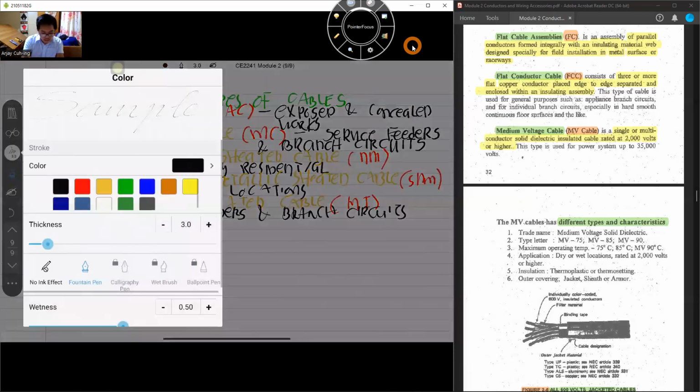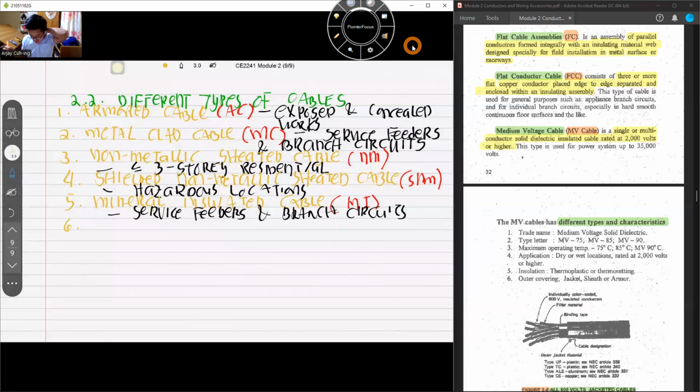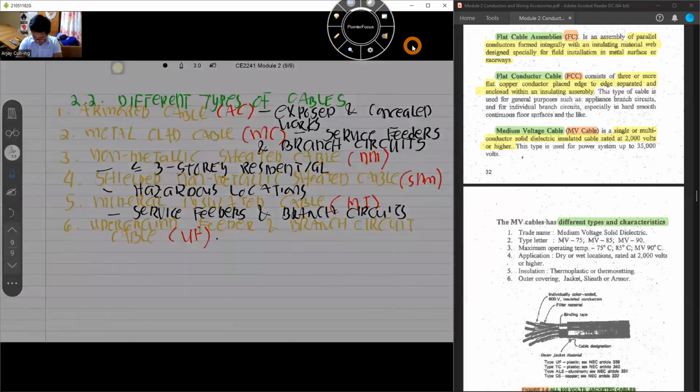Okay. So next class, number 6. So we have a total of 11. Meron tayo ng underground feeder and branch circuit cable. No? So underground feeder and branch circuit cable. Okay, so shortcut natin sa kanya class is underground feeder. Yan. Tapos it is used class 4, yun, underground.